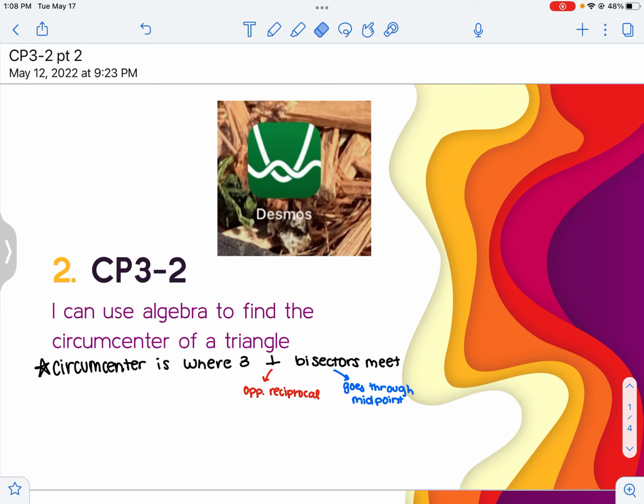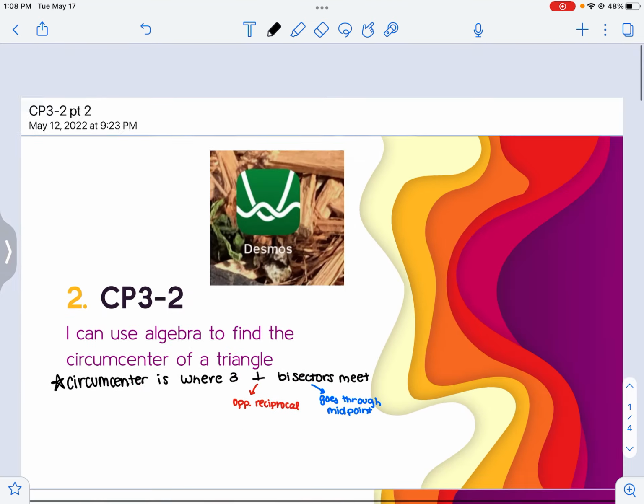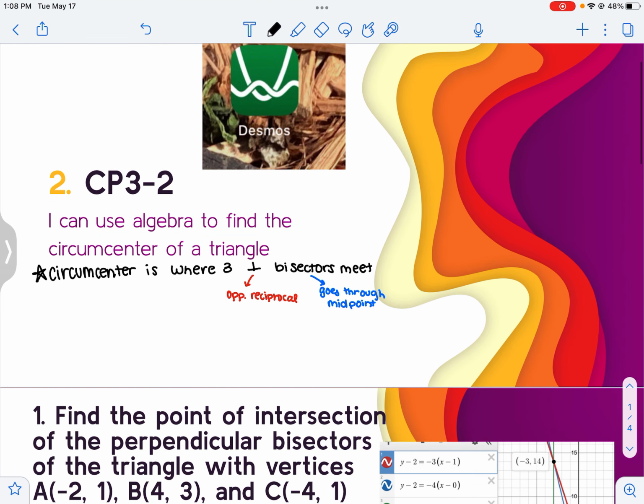On CP3-2, we're going to use algebra to find the circumcenter of a triangle. You're going to want Desmos, so you're looking for the graphing calculator version. And I'm going to think about what a circumcenter is.